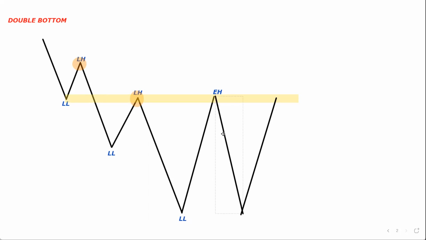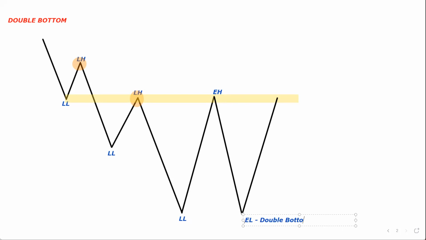Okay, now this is what we have as our double bottom right here. Okay, so we are going to get our equal low. And once again, I'm going to emphasize they don't have to be in the same exact places, but you will be able to see it. That gives us our double bottom right there. When the market gets here, this is our neckline.